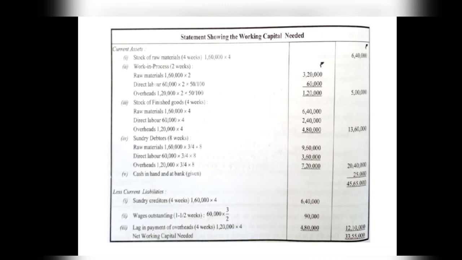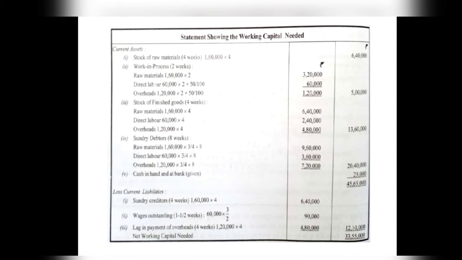Similarly, overhead cost. So overhead cost per week is 1,20,000 multiplied by 2 weeks into 50%. It comes to rupees 1,20,000. Now we have calculated this element wise. Then we take the total of all three elements of cost, and then we write it in the outer column. 3,20,000 plus 60,000 plus 1,20,000. It comes to rupees 5 lakhs, and it will be written in the outer column of the working capital statement.